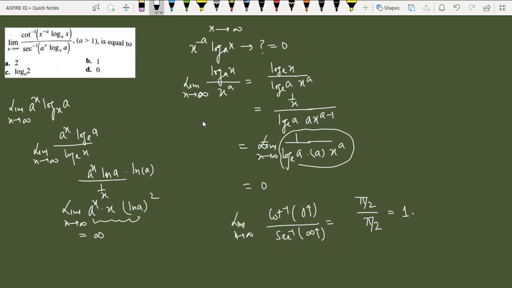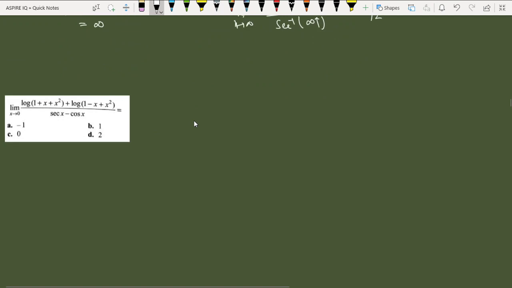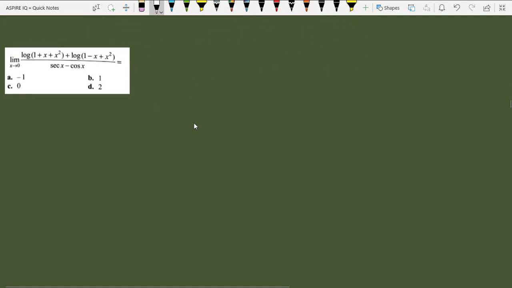Let's come to the next question. So this is the final answer. Final answer is 1. This is not a very simple question. We can't simply say what is the form of this. We just try to evaluate the inner part, that for x tends to infinity, where it tends to.